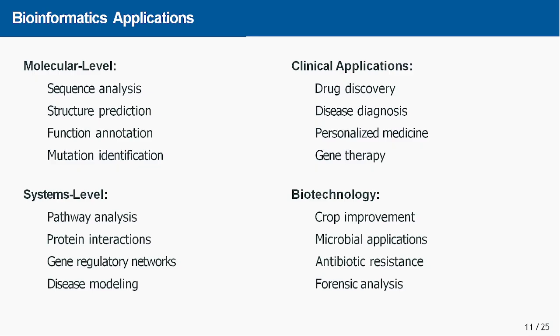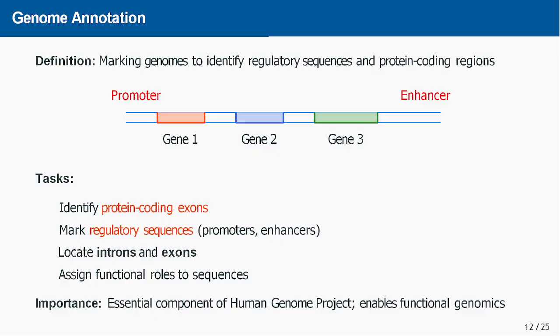Then biotechnology is another use. Under biotechnology, we can improve crops, microbial applications, antibiotic resistance, and forensic analysis. All these things come under the applications of bioinformatics, a very useful branch.